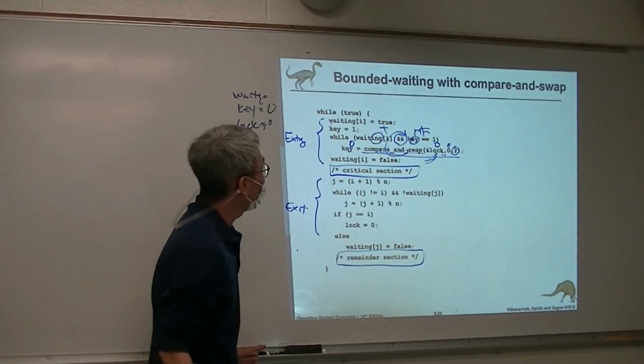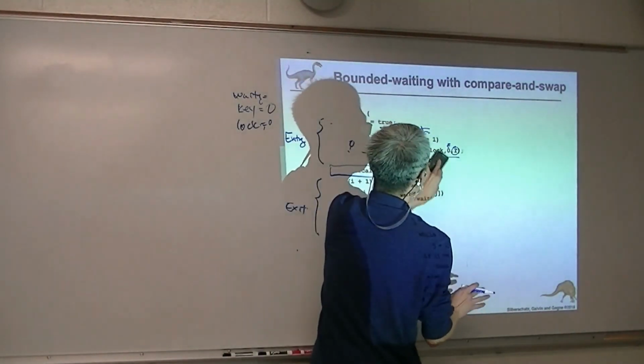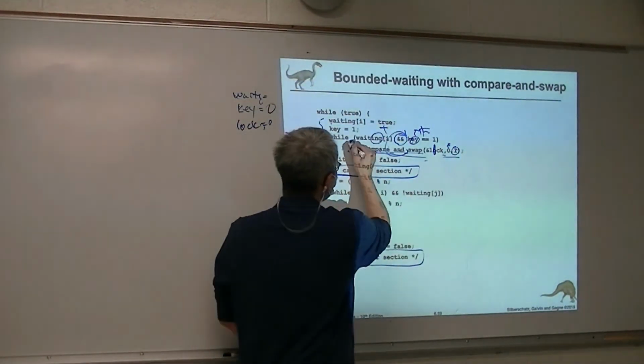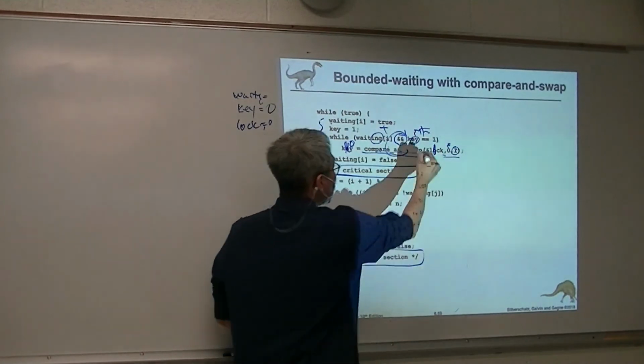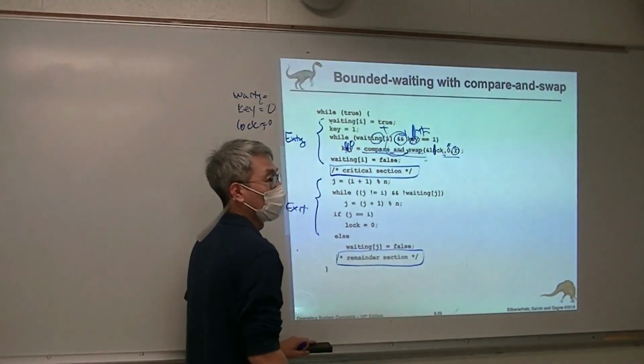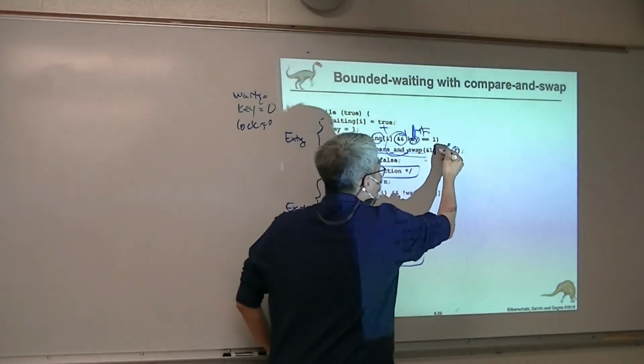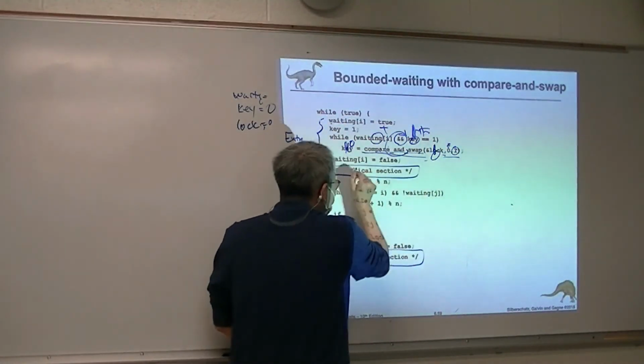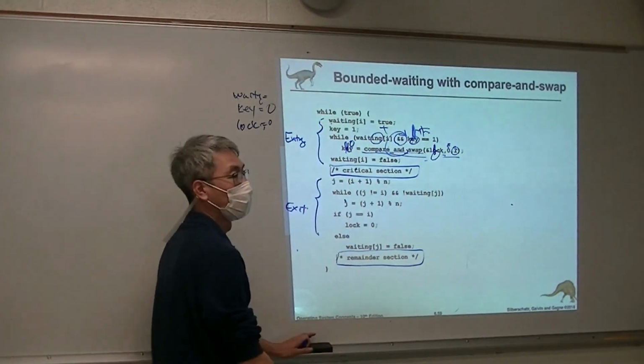Okay? However, if somebody used this one, the lock is 1. Then the key is still 1. So this one is 1. Then it keeps waiting until another process that is in the critical section exits. Okay?